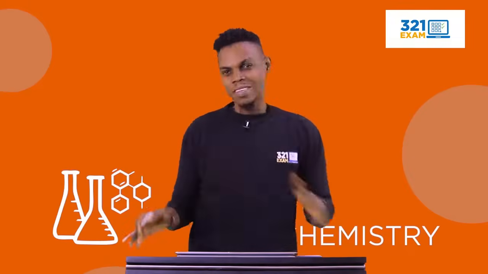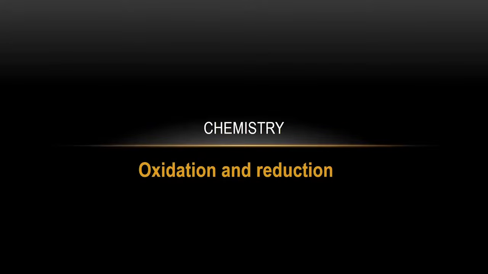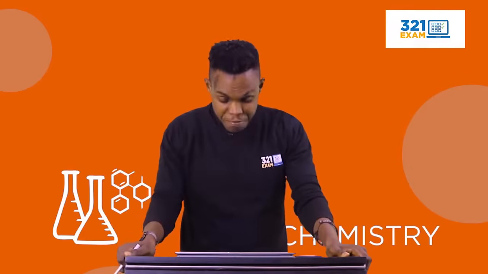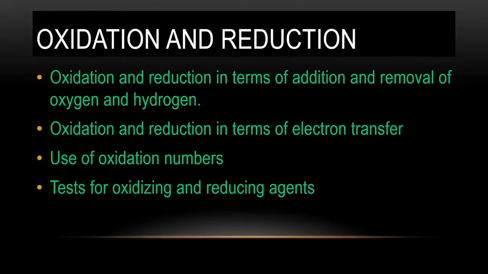We've done lots of topics, and now we're at another interesting topic called oxidation and reduction. Somebody say oxidation and reduction. Now we're going to talk about oxidation and reduction in terms of addition or removal of oxygen and hydrogen. We're going to talk about oxidation and reduction in terms of electron transfer. We're going to talk about the use of oxidation numbers. There we are going to do lots of calculations, you understand? And we're going to talk about tests of oxidizing agents. I'm also going to teach you how to balance redox reactions.